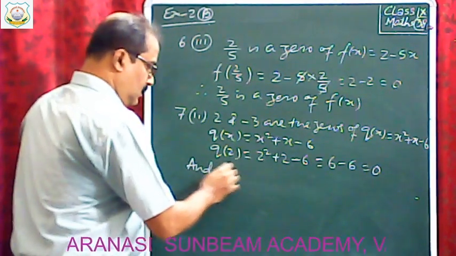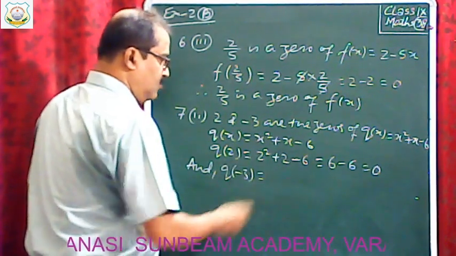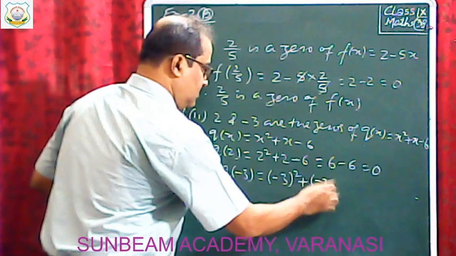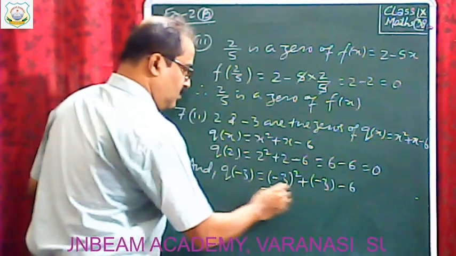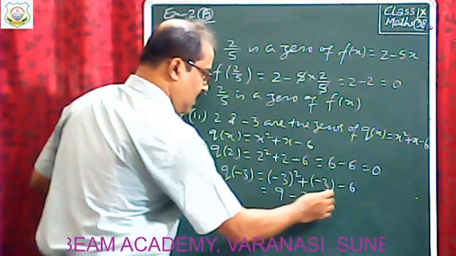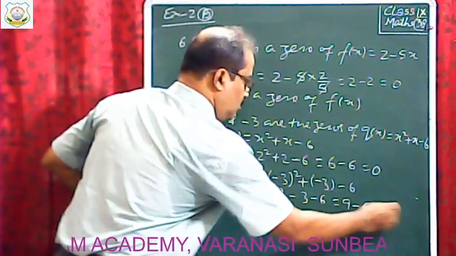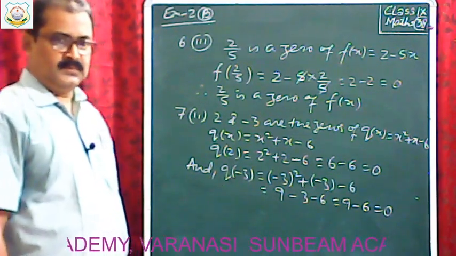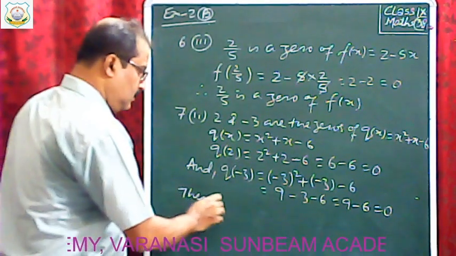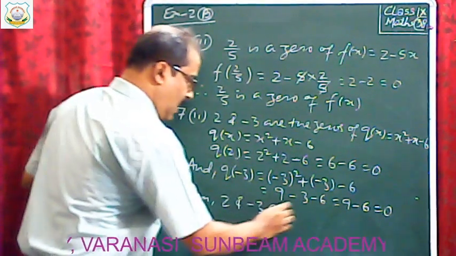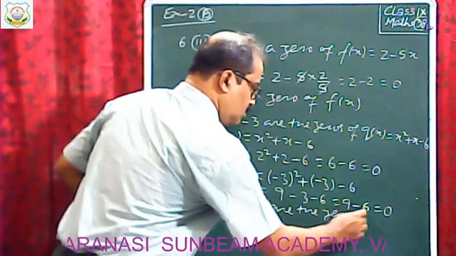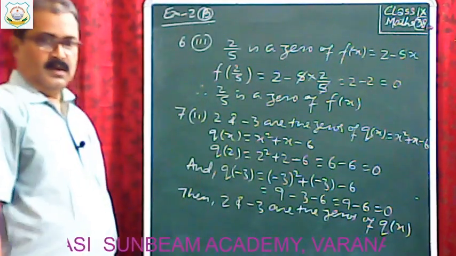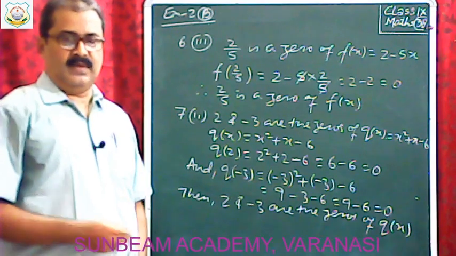Now q(minus 3). In place of x, we write minus 3: minus 3 square plus minus 3 minus 6. Minus 3 square is 9, plus minus 3 minus 6. We get 9 minus 9 equal to 0. Again we get 0 after putting x equal to minus 3. So we conclude that 2 and minus 3 are the zeros of the given polynomial q(x). In this way you can check whether the given values are zeros or not.